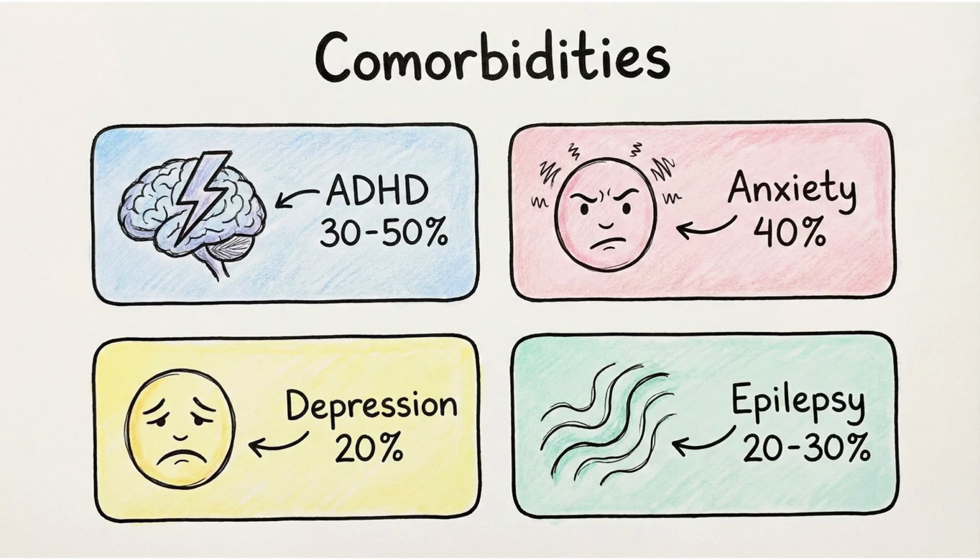Comorbidities are the rule, not the exception in ASD. ADHD co-occurs in 30 to 50% of cases. Anxiety disorders affect approximately 40%. Depression is common in higher functioning individuals. Epilepsy affects about 20 to 30%. EEG is indicated if there is any concern for seizures. GI problems like constipation, reflux, and feeding issues affect about 70% and can worsen behavioral symptoms. Always screen for and address comorbidities at every visit.